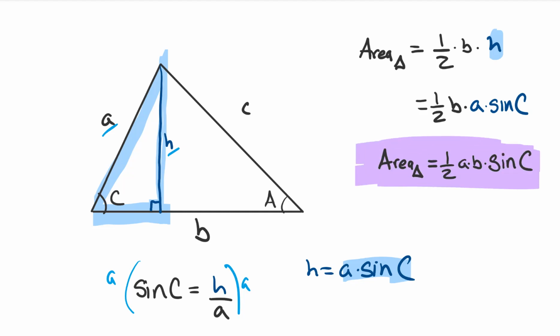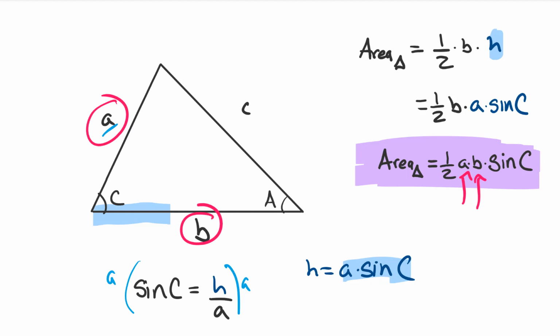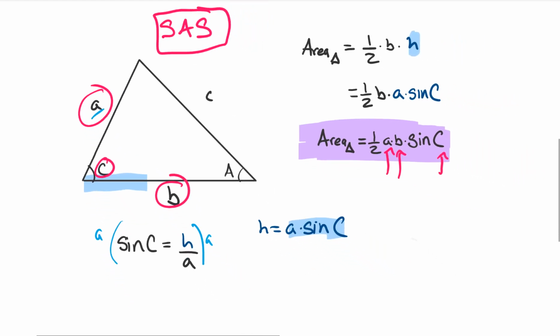And this is going to be able to find your area. But notice what's needed to do this. There's your triangle. You would need two sides, and you'd need the angle in between. This is for the side angle side. Side angle side, we can go get the area of a triangle.